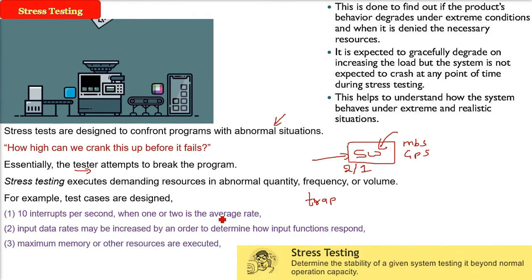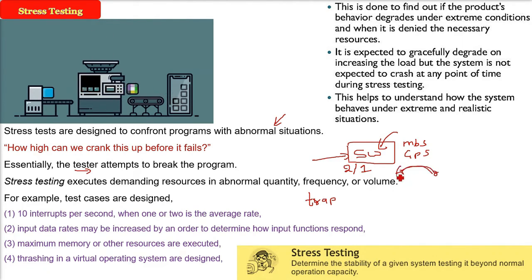The memory, the memory is always an issue. So maximum memory and other resources, computing resources, we execute it. And in operating system environment, there is always a concept of thrashing. The processor is doing the input-output activity rather than doing the actual execution work. So we'll try to create a virtual operating system where we can see how much thrashing we can present and how the system responds in the thrashing stress.